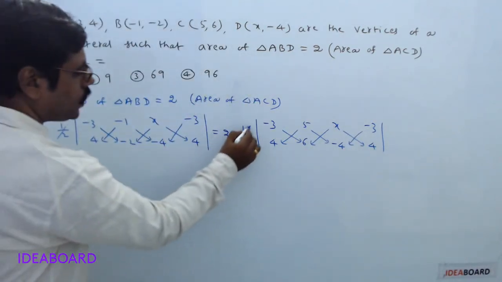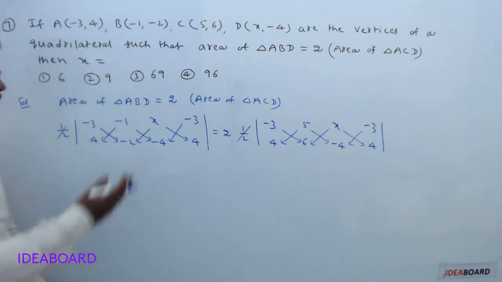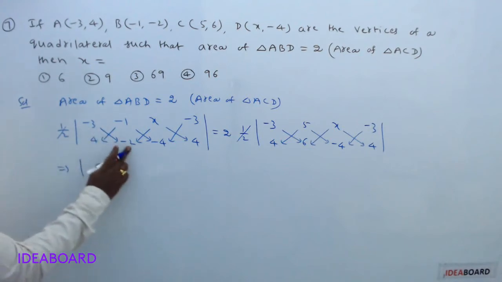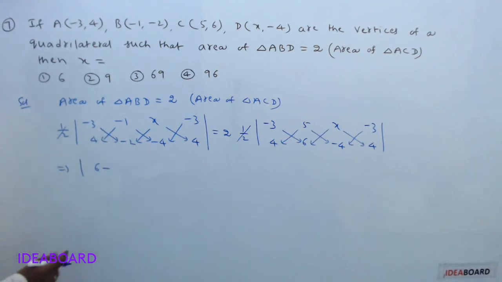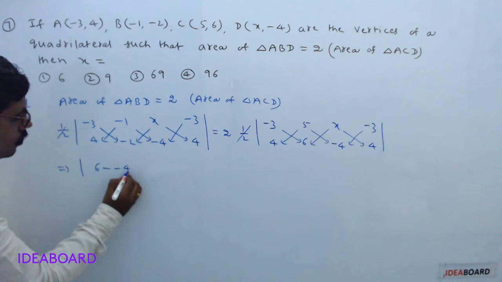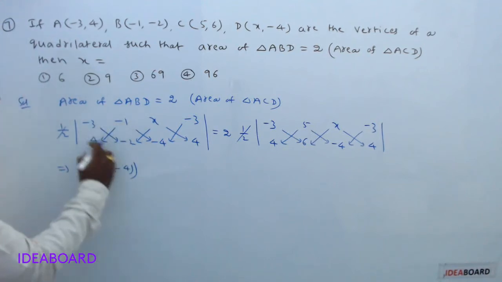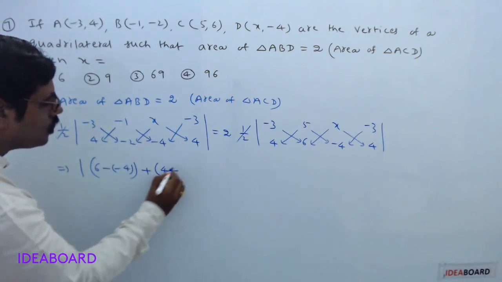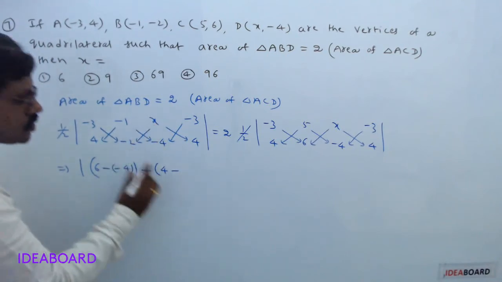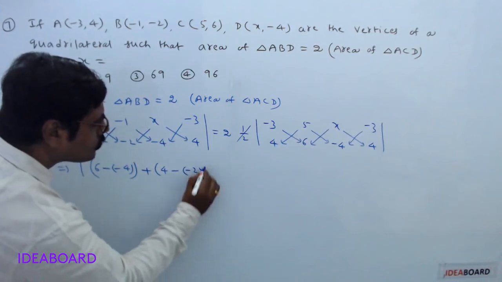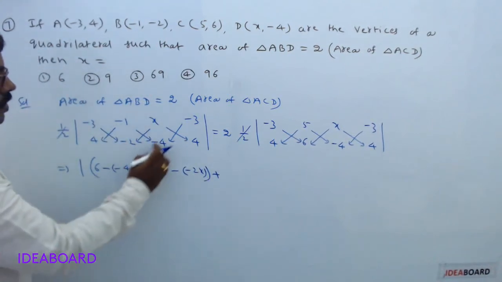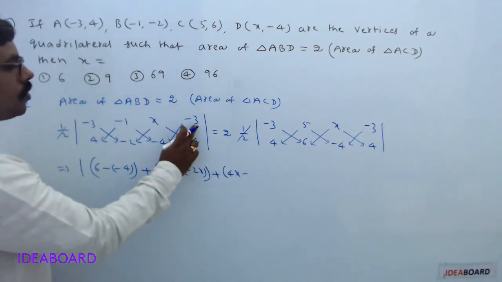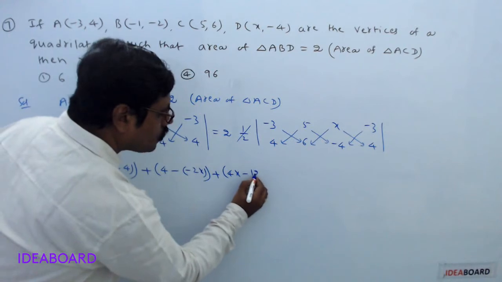Now constant term 1 by 2 will be cancelled on both sides. Now expand this format. Modulus of minus 3 into minus 2, 6, minus minus 1 into 4, minus 4. Now this part is over. Plus minus 1 into minus 4, 4, minus x into minus 2, minus 2x. Plus, this part is over, x into 4, it is 4x minus minus 3 into minus 4, 12.